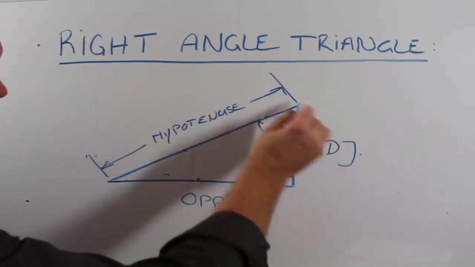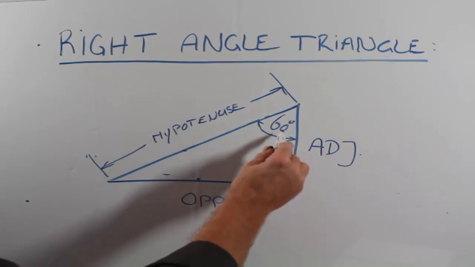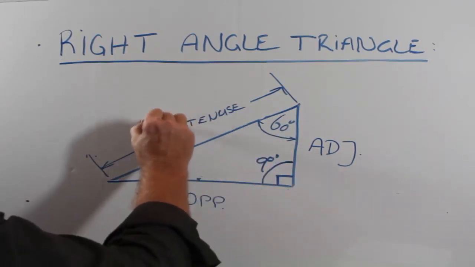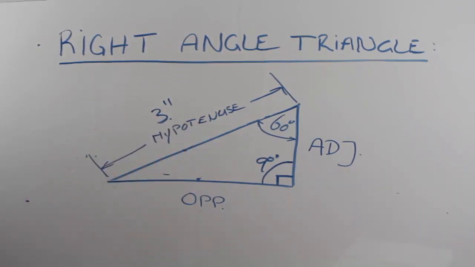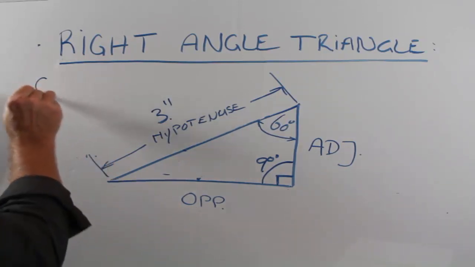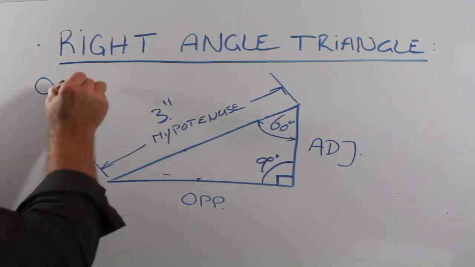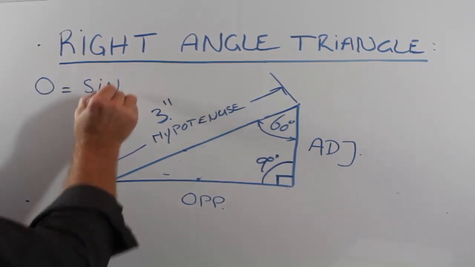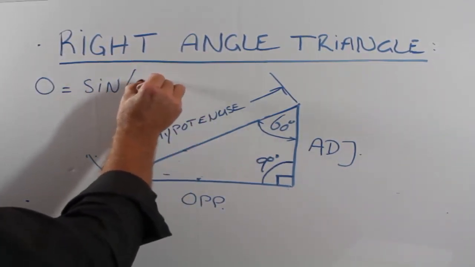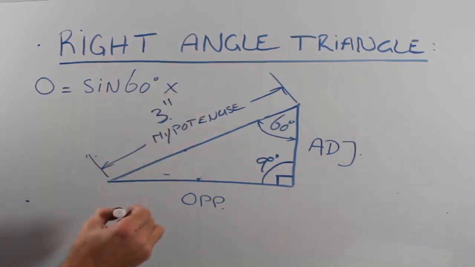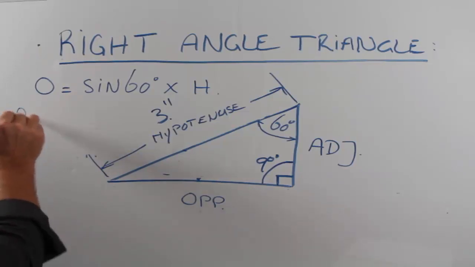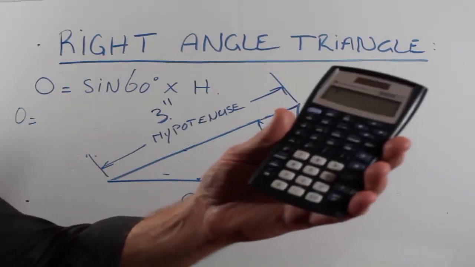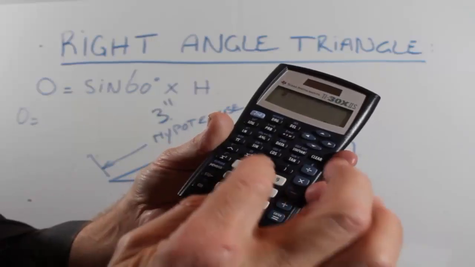Alright, so with this known angle or known corner of 60 degrees and a 3-inch long hypotenuse, we can still use the same formula that we used earlier. So to find opposite, we're going to take the sine of 60 degrees and we're going to multiply that times the hypotenuse.